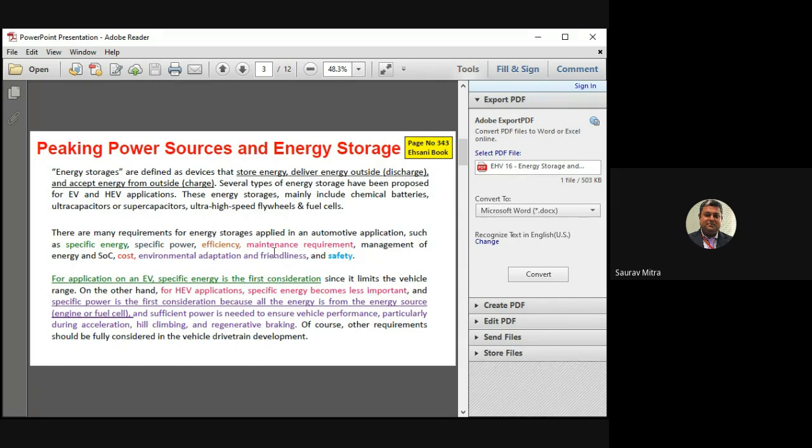There are many requirements for energy storage applied in automotive applications, such as, now this is the paragraph where you have to prepare the definitions. First one is what is meant by specific energy. Second is specific power. Third is efficiency.